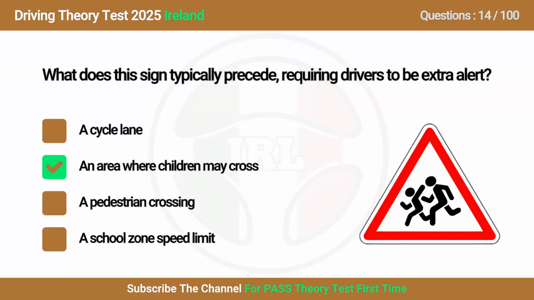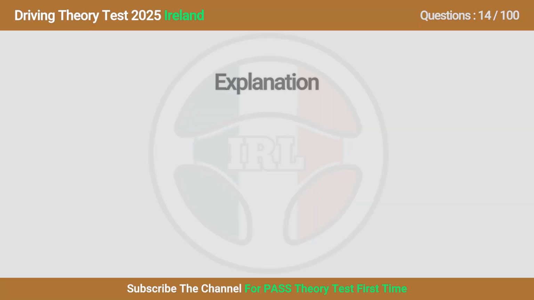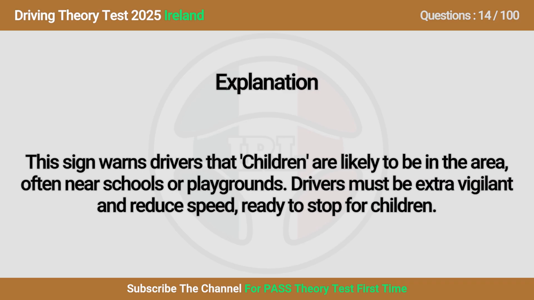Answer is B. An area where children may cross. This sign warns drivers that children are likely to be in the area, often near schools or playgrounds. Drivers must be extra vigilant and reduce speed, ready to stop for children.